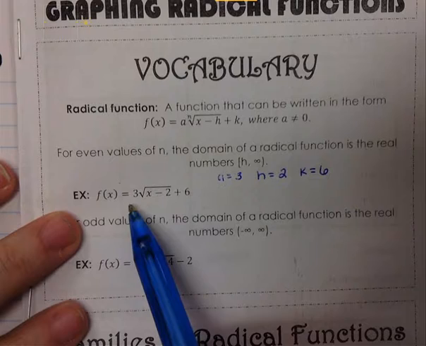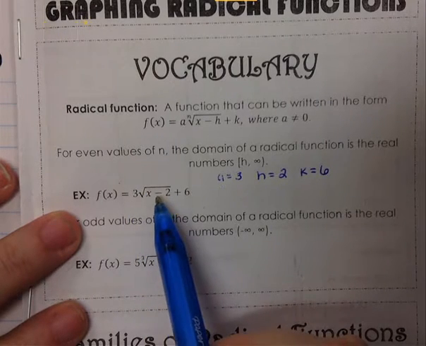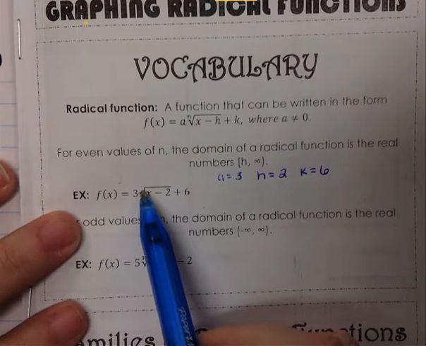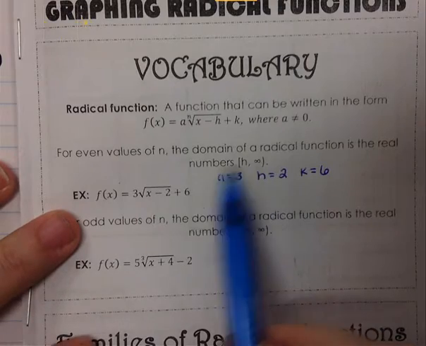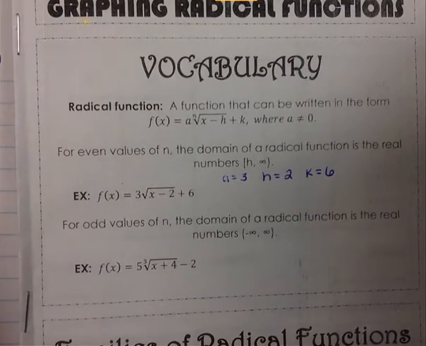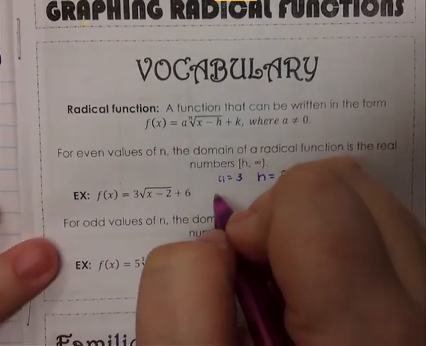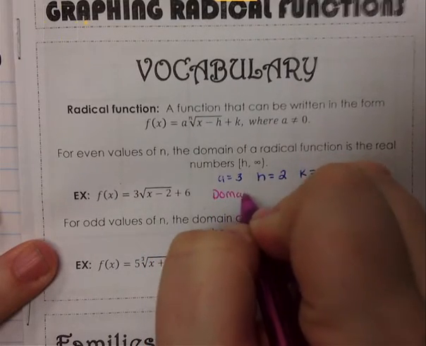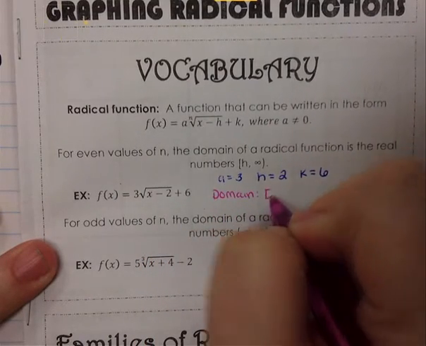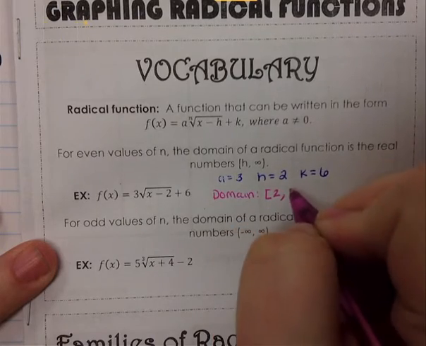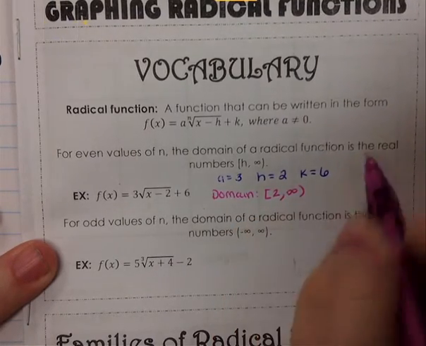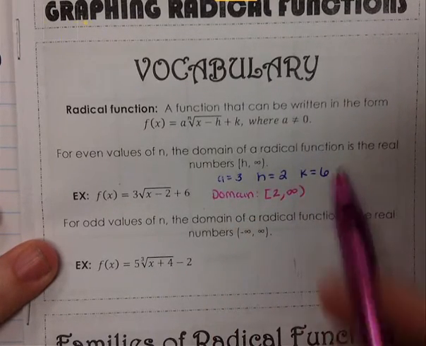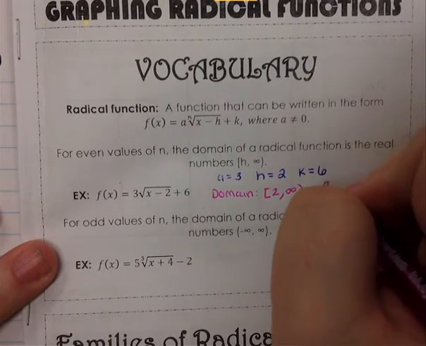So if we're talking about our domain and range here, because this is a square root, our domain is going to go from our h value up to positive infinity. So our domain is the closed bracket of 2, comma, positive infinity, because it will go to the right forever.